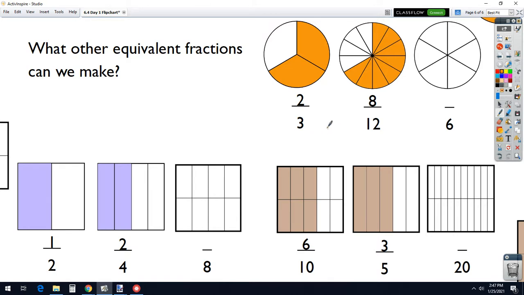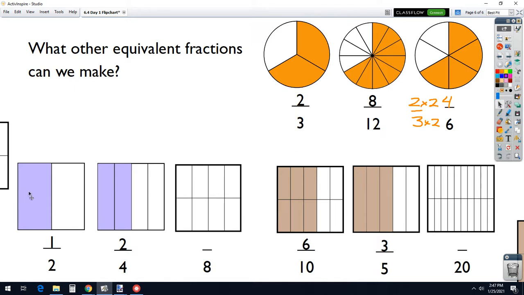Well, let's think about this. If I'm going to go from 2/3 and I want to make it a number of 6, use our multiplication or division. 3 times what is 6? Well, 3 times 2 is 6. So 2 times, what am I going to multiply by? 2 times 2 would be 4. And let's see if 4/6 actually works. Hey, look at that. It's the same amount of pie, 1, 2, 3, 4 out of 6. It works. How about down here?